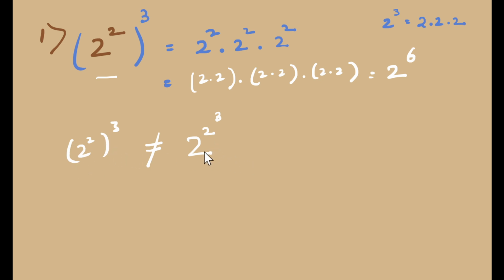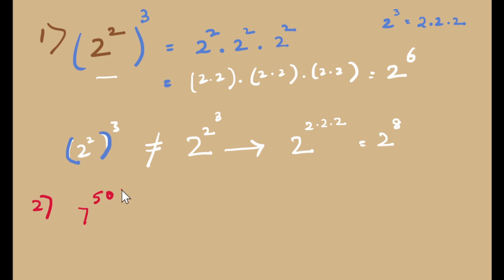I'll tell you why. What is the meaning of 2 to the power 2 to the power 3? It just means 2 raised to the power 2 times 2 times 2, right? Which is equal to 2 raised to the power 8. So they are clearly not equal. So always see that whatever we try to mention, whether the brackets are there or not, has to be noted. And now let's move to the second example.